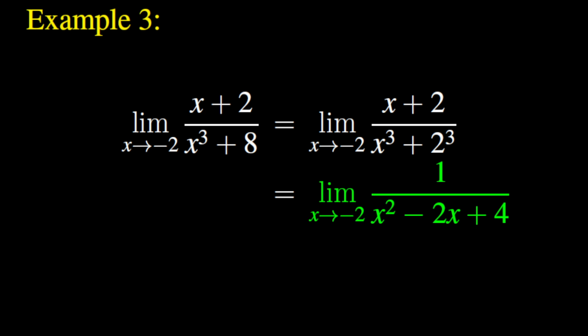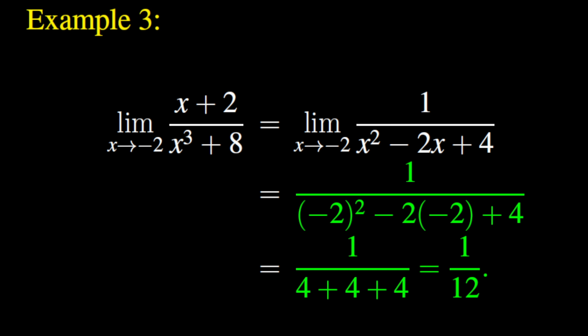We can now plug in negative 2 in the new expression. When we do so, we find out that the limit is 1, over negative 2 square minus 2 times negative 2 plus 4. Which is equal to the fraction 1, divided by 4 plus 4 plus 4. Finally, we see that the limit is 1 over 12.